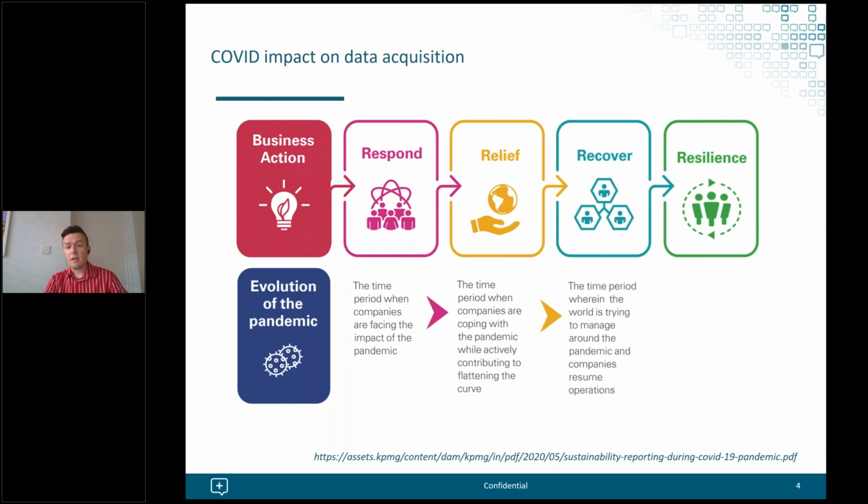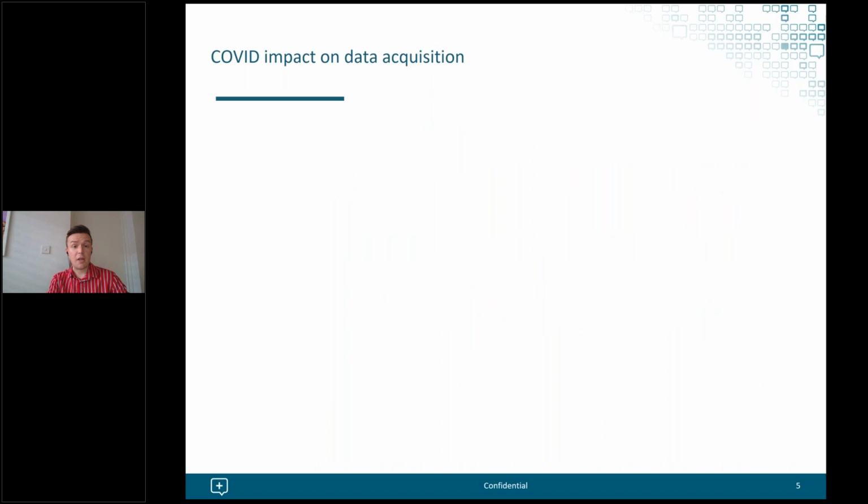The third phase then is about recovery, and that's the time period wherein companies and the world more broadly is looking at how to manage around the pandemic and resuming operations. And then finally, the resilience phase. So this is looking at building for the future and how that company will change. And so different organizations will be at different stages of this. And so many companies hopefully are towards the recovery and resilience phases within there. But obviously your own operations may feel the impacts of COVID in different parts of how you're actually operating.